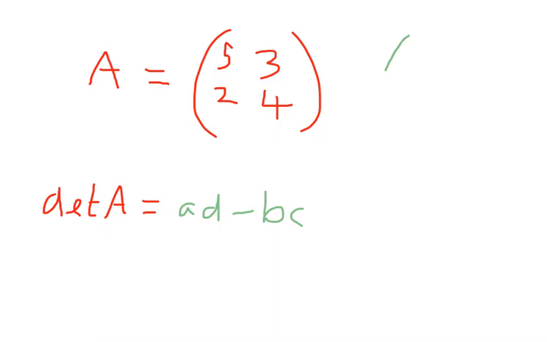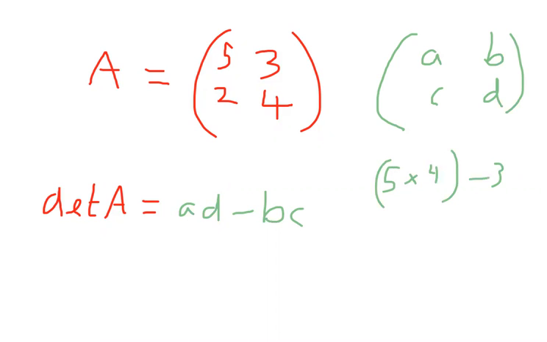Well, if we rewrite A, the top left is A, top right is B, bottom left is C, bottom right is D. So AD minus BC is simply 5 times 4 minus 3 times 2. And we can easily figure that out to be 20 minus 6, which gives us 14.